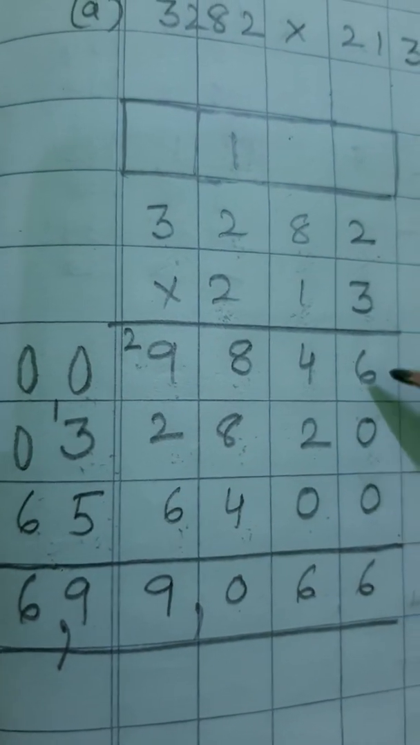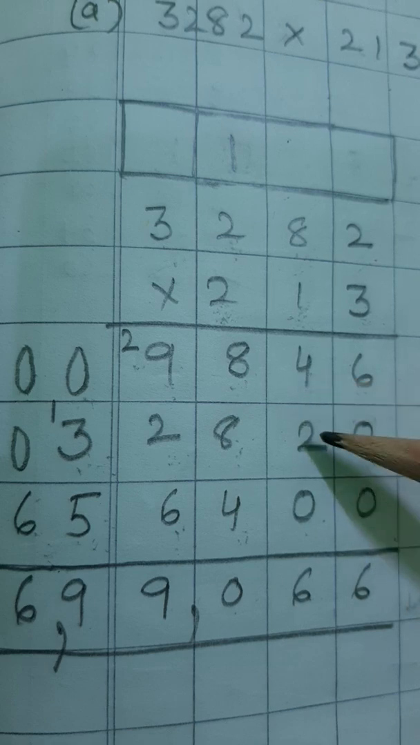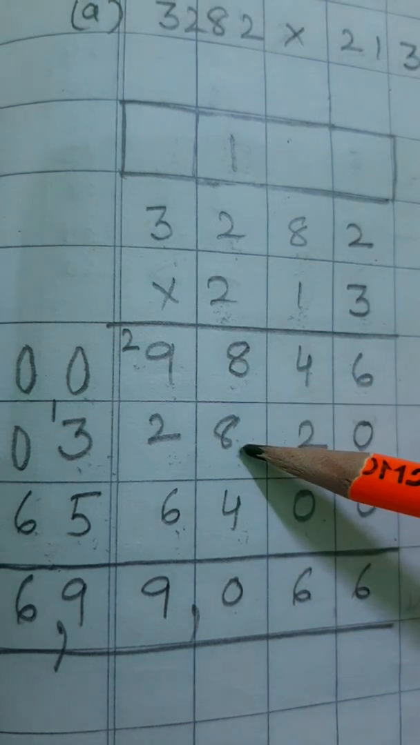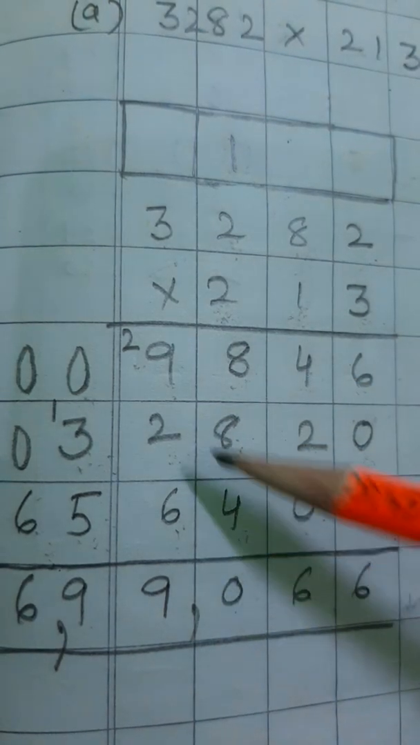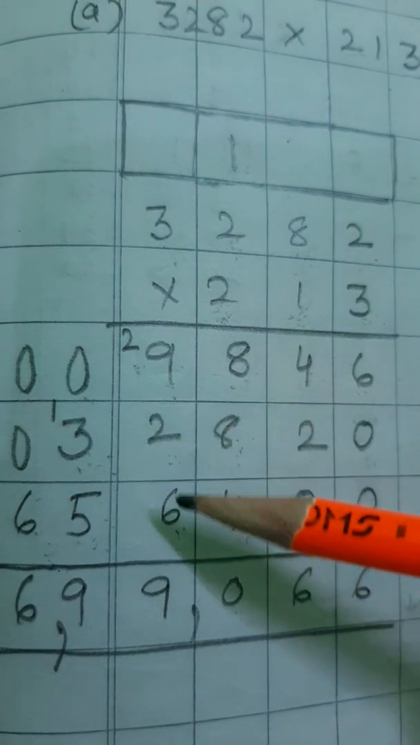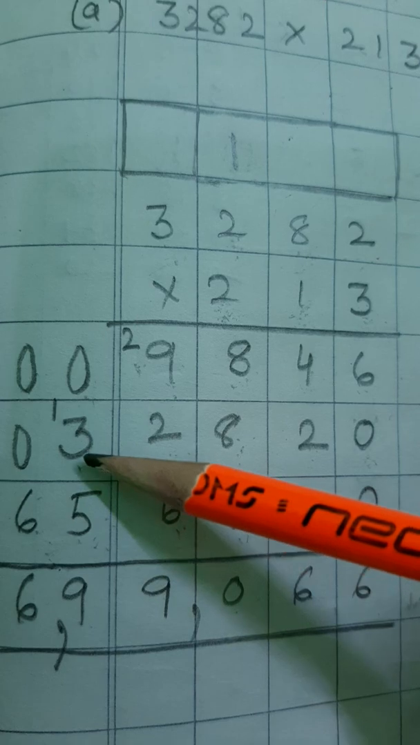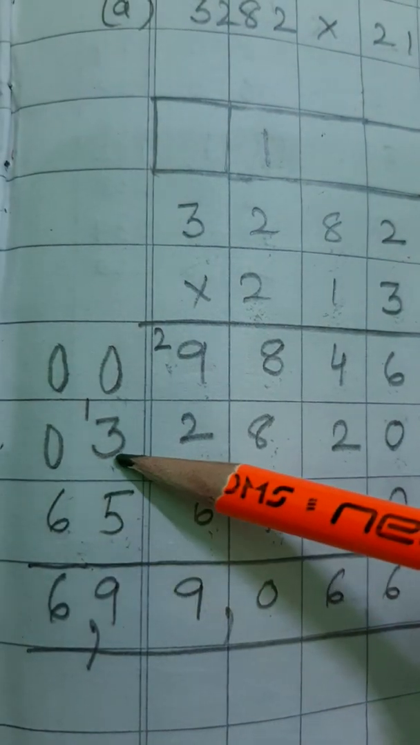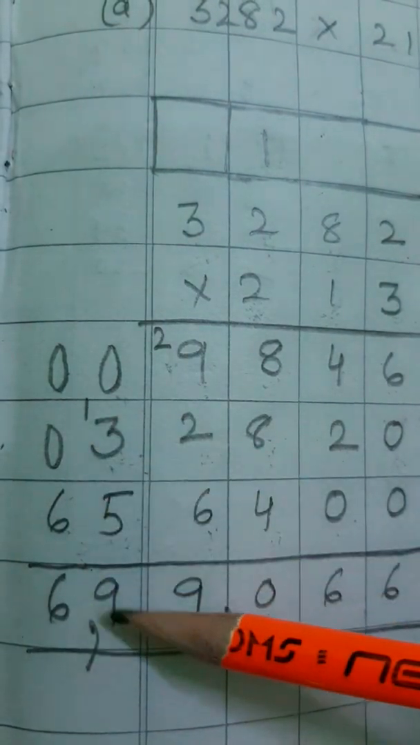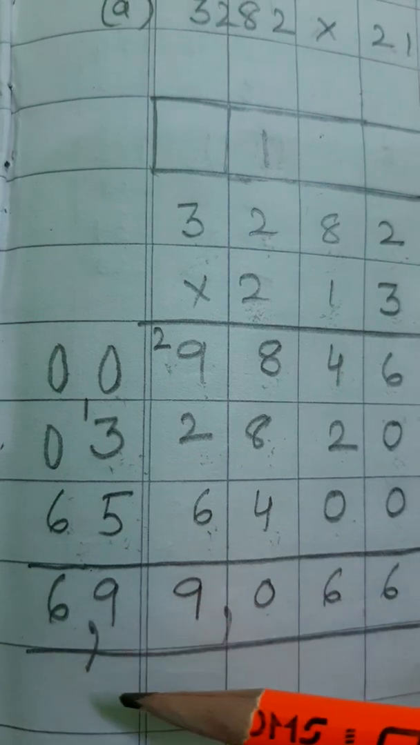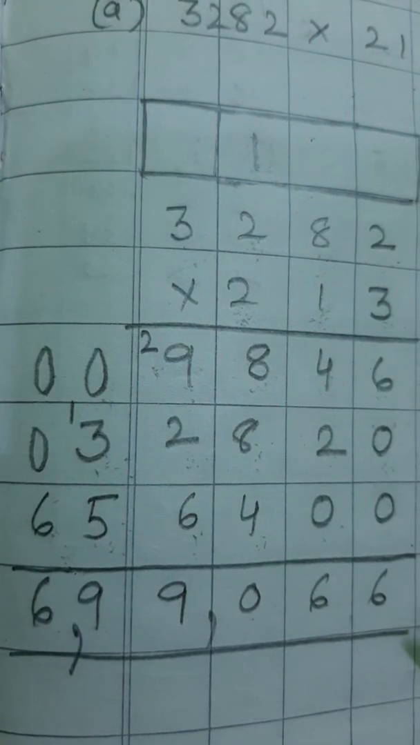Now add these. 6 plus 0 plus 0 is 6, 4 plus 2 is 6, 8 plus 8 is 16, plus 4 is 20, 0, 2 carry, 6 plus 4 is 10, 10 plus 9 is 19, 9, 1 carry, 5 plus 3 is 8, 8 plus 1 is 9 and 6 plus 0 is 6. So this is the answer.